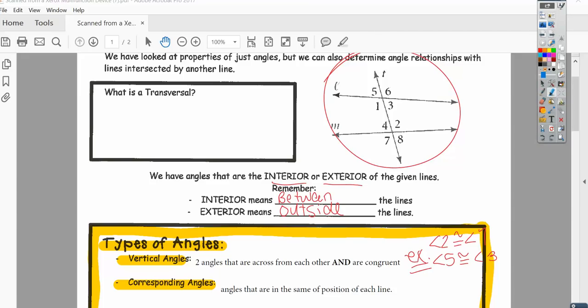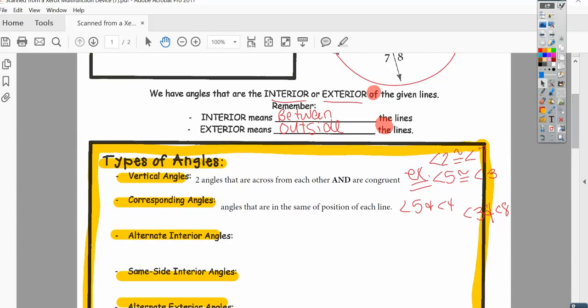So if I highlight angle 5, notice on line L, angle 5 is in the top left position, correct? So if I go down the line M, what angle is in the top left position? Well, that's angle 4. So some examples would be angle 5 and angle 4. What about angle 3? Angle 3 is in the bottom right. So if I go down to line M, angle 8 is in the bottom right. So those are what we called corresponding angles.